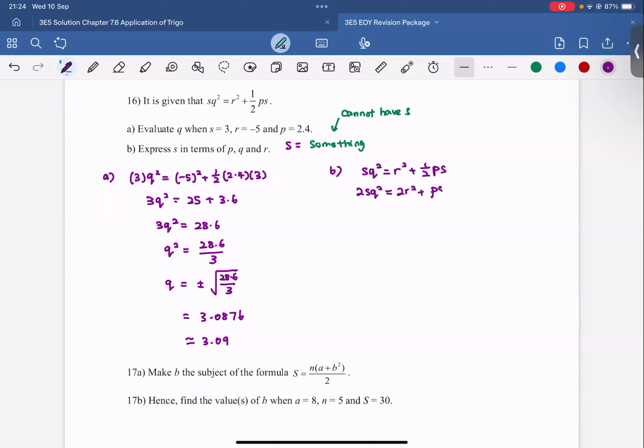Okay, then what do we do? Bring all the terms with S to one side. So this one got S, the PS got S. The 2R square doesn't have S, we just throw it to one side. Then what do we do? Factorize S. Then divide. All this is in your Sec 2 syllabus. So if you don't know all this, I don't know what you are doing in Sec 2.